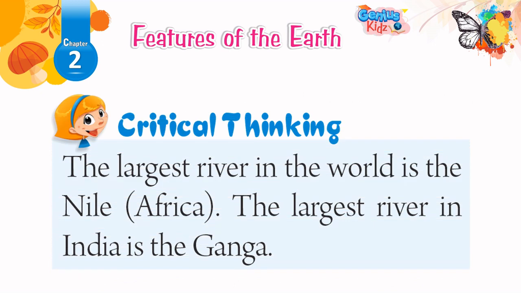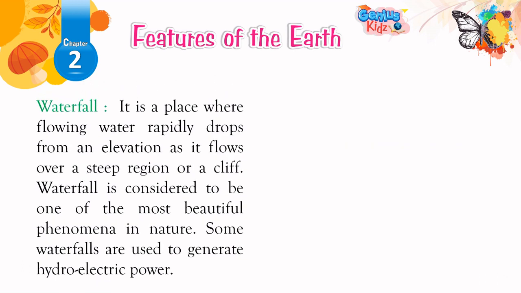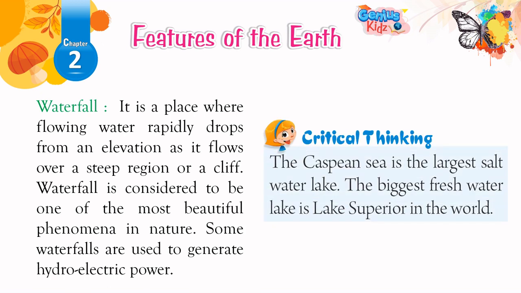Critical thinking. The longest river in the world is the Nile, Africa. The longest river in India is the Ganga. Waterfall. It is a place where flowing water rapidly drops from an elevation as it flows over a steep region or a cliff. Waterfall is considered to be one of the most beautiful phenomena in nature. Some waterfalls are used to generate hydroelectric power. Critical thinking. The Caspian Sea is the largest saltwater lake, while Lake Superior is the largest freshwater lake in the world.